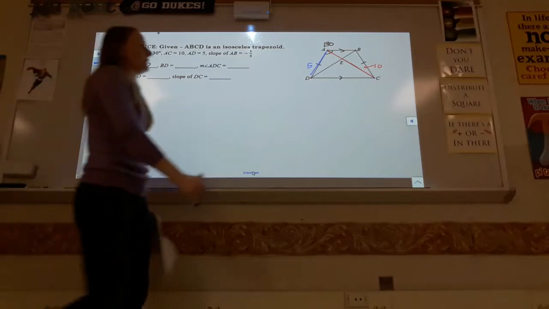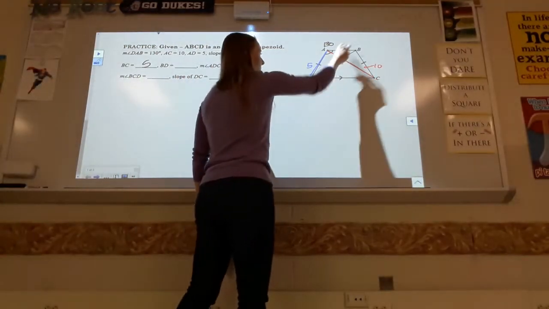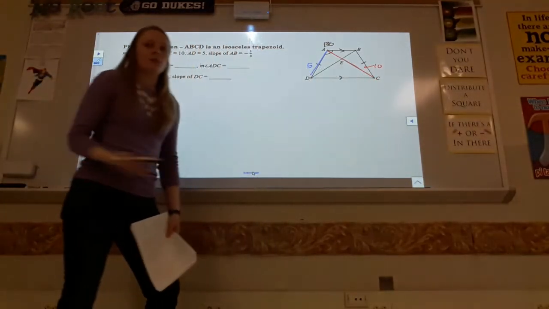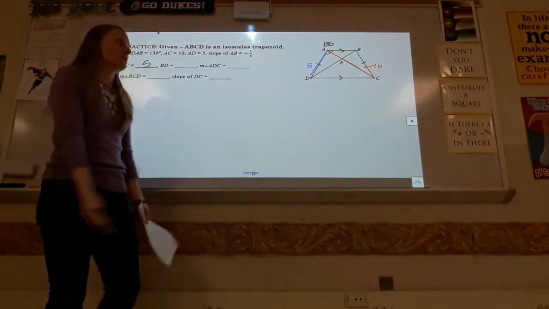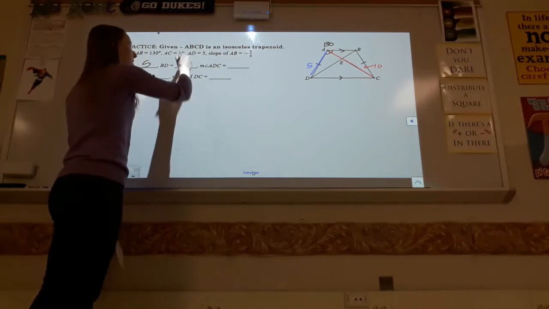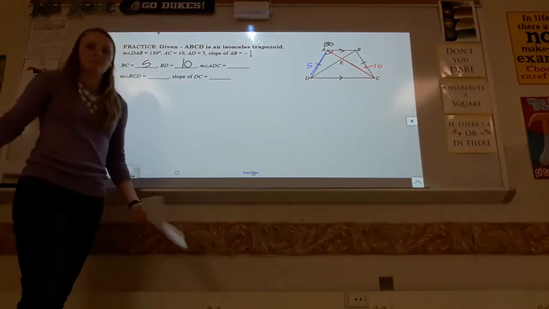They also want to know BD. So BD is the other diagonal. And again, another property that you guys need to remember about isosceles trapezoids is that the diagonals are congruent. So they give me one diagonal, AC was 10, so that means the other diagonal is also 10. Pretty straightforward.